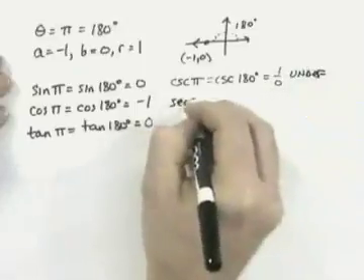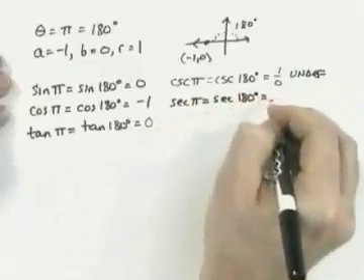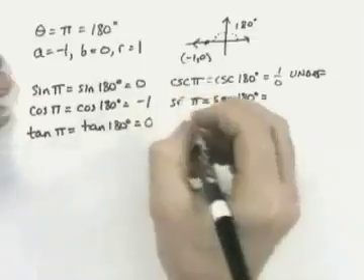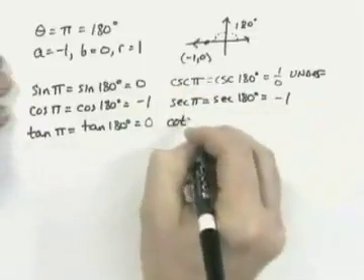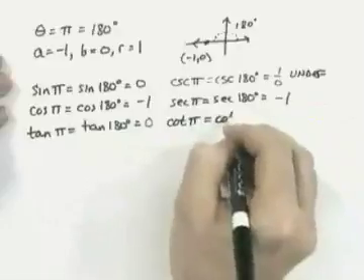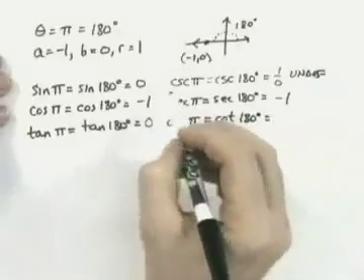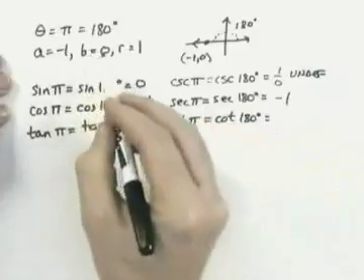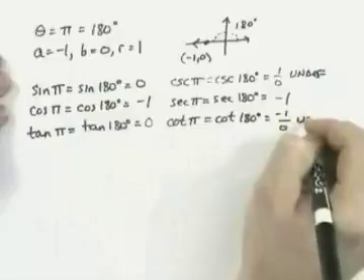Secant of pi equals the secant of 180 degrees. That equals R over A. 1 over negative 1 is negative 1. Finally, the cotangent of pi equals the cotangent of 180 degrees, but that's going to be equal to A over B. Negative 1 over 0 is undefined.